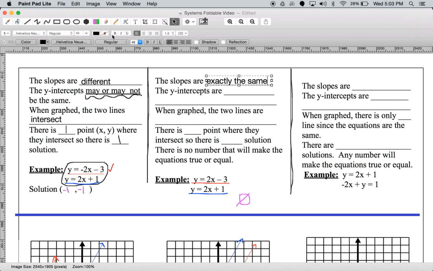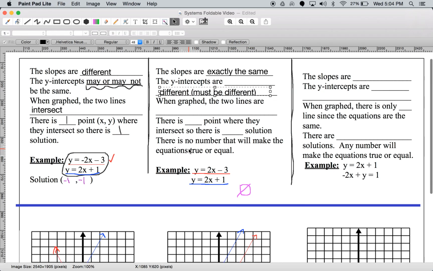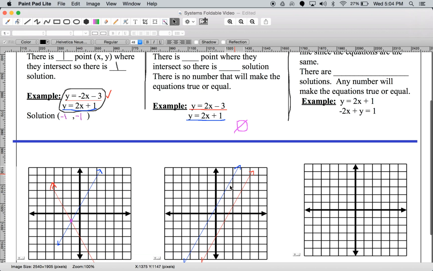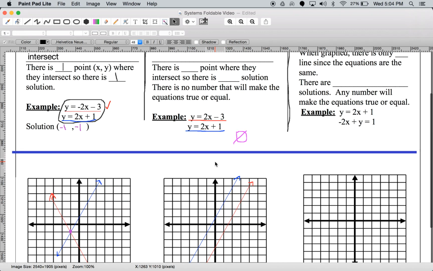And the y-intercepts are what? Hopefully you're thinking that they're different. This one is a -3, this one's a +1. So the y-intercepts are different. And I'm going to write they must be different in order for this to work. When graphed, well, the two lines are what? How would you describe these two lines? The blue line and the red line. How would you describe them?